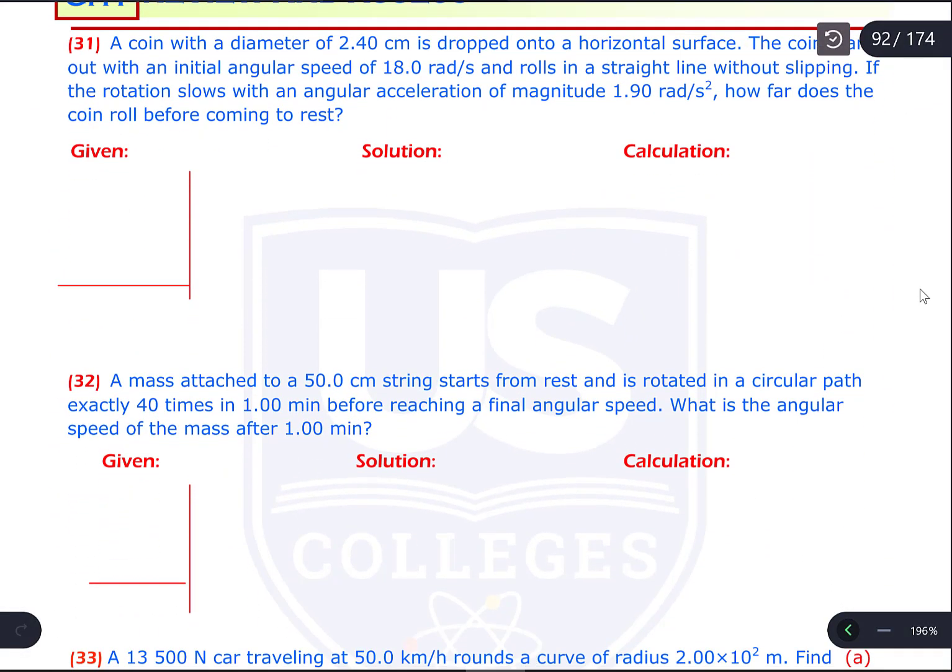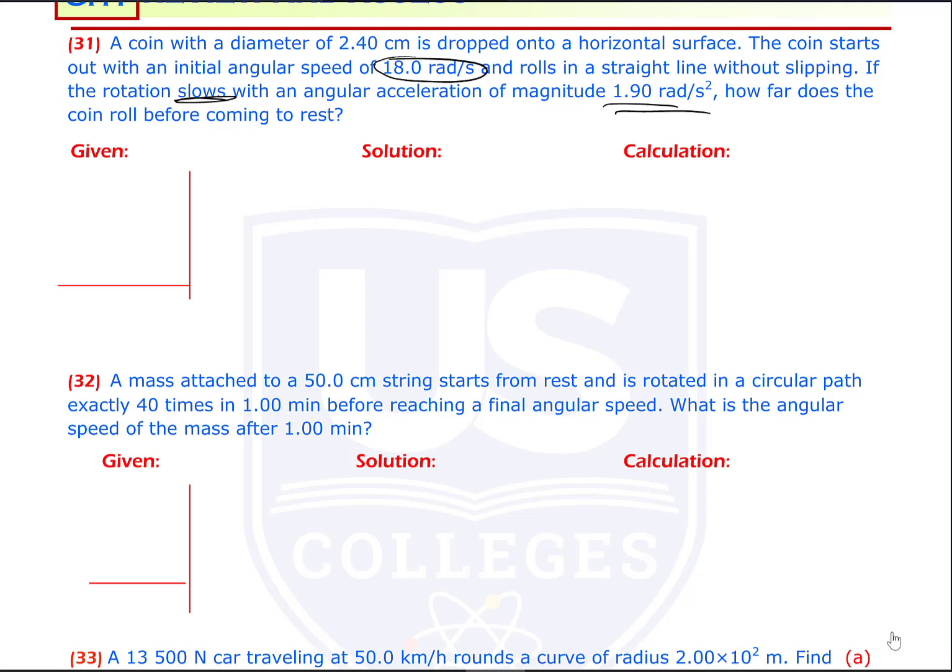Question number 31 is similar to the previous one but in the opposite way. A coin with a diameter of 2.4 centimeters is dropped onto a horizontal surface. The coin starts out with an initial angular speed of 18 radian per second, and rolls in a straight line without slipping. If the rotation slows with an angular acceleration of magnitude 1.9 radian per second squared, how far does the coin roll before coming to rest?